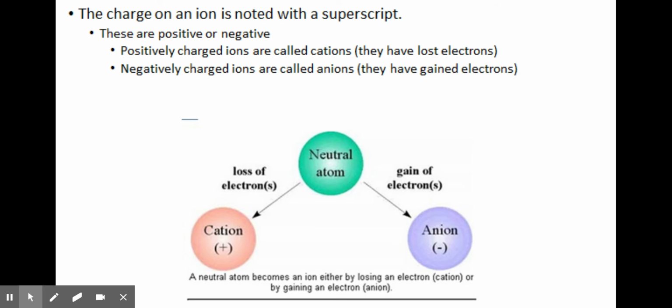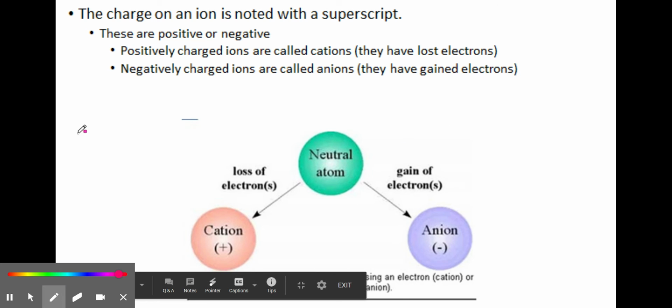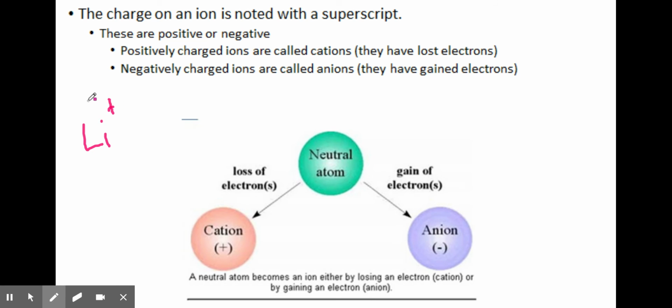Positively charged ions are called cations. They've lost their electrons. Negatively charged ions are called anions. They have gained electrons. For example, if 1 electron is removed from lithium, that lithium ion is written as Li with a +1 charge, so that's going to be Li plus, okay?